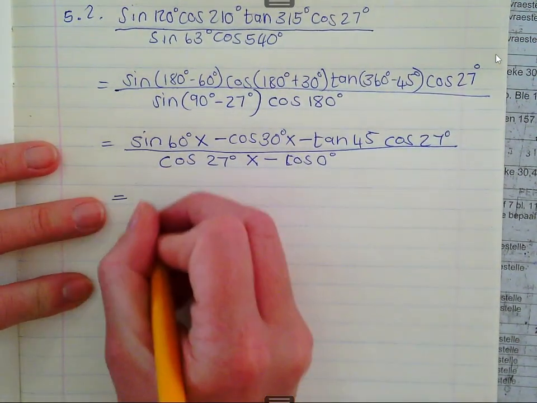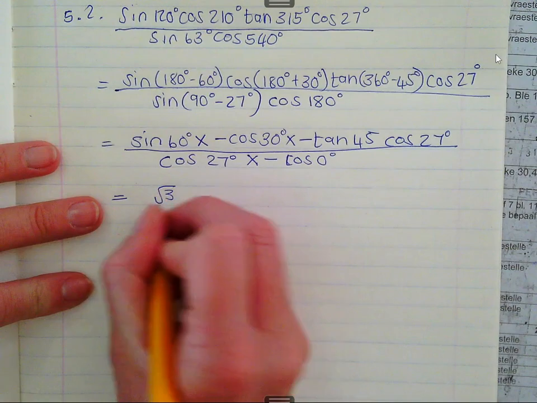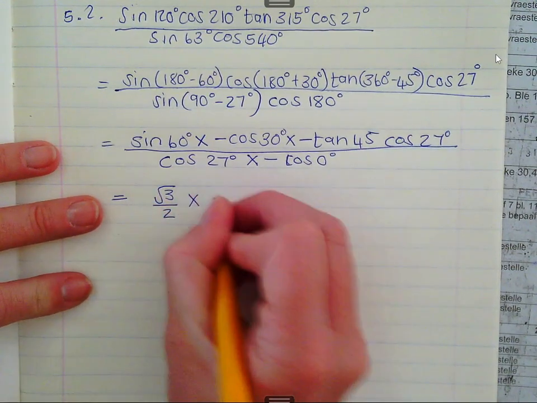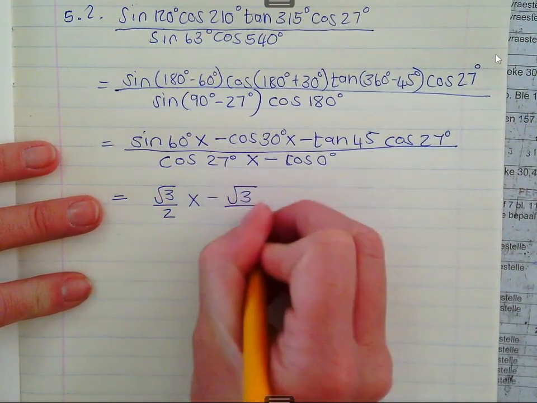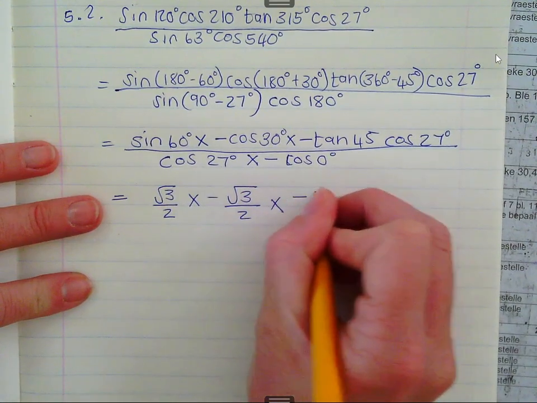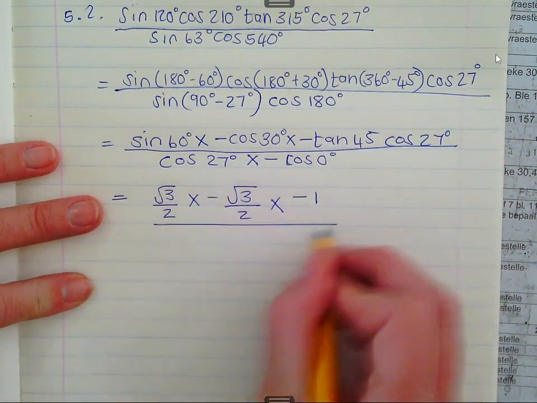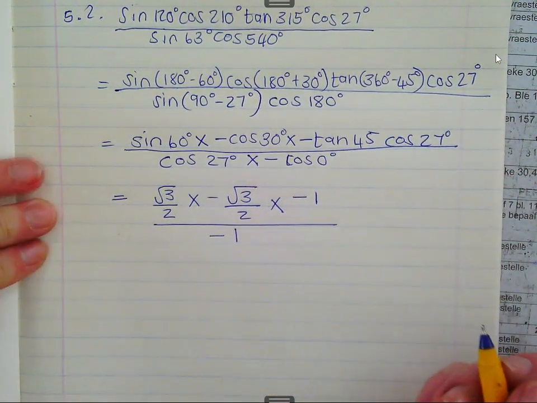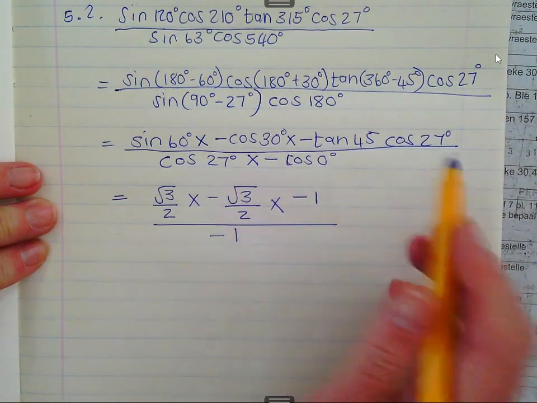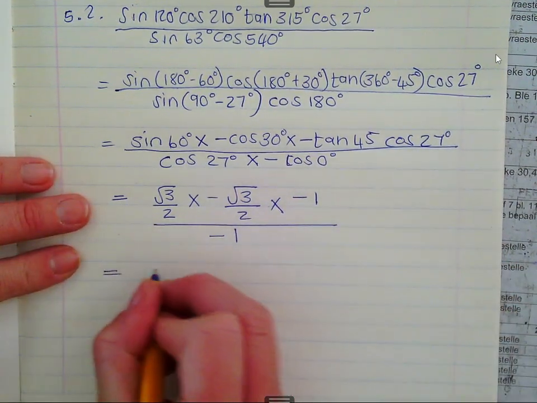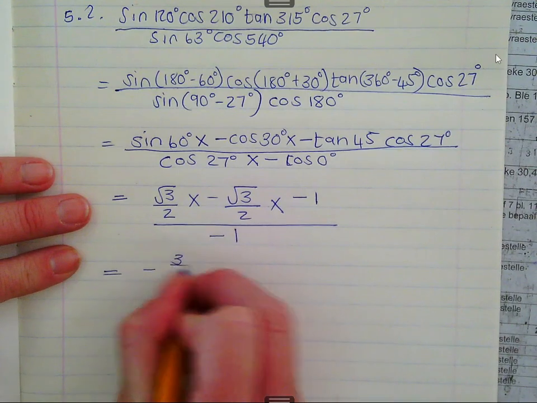Now you use your special angle, so it's going to be root 3 over 2 times negative root 3 over 2 times negative 1. The cos's cancel out, and this is over negative 1. So that negative and the 1, they all cancel out, and then I'm left with negative 3 over 4.